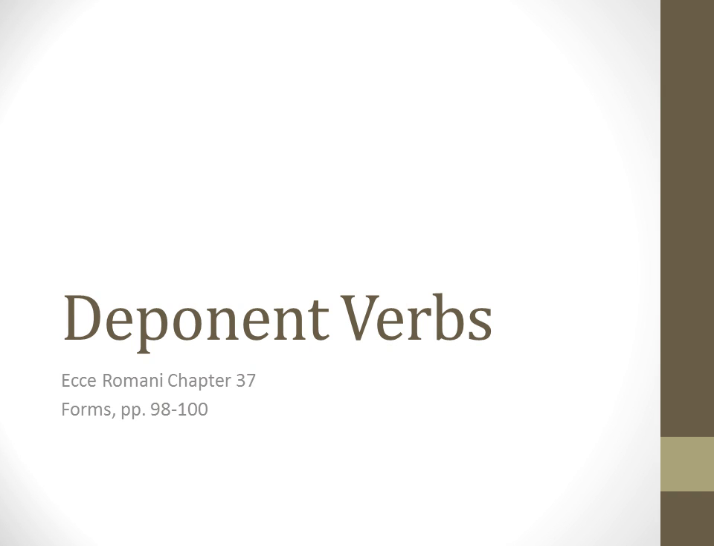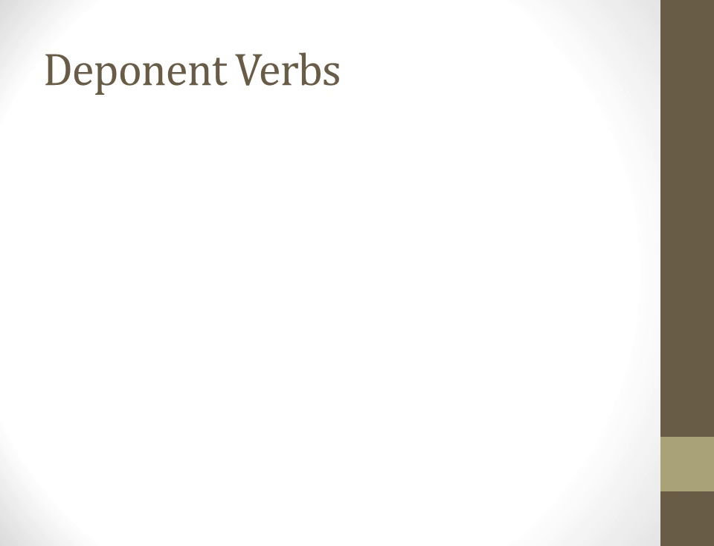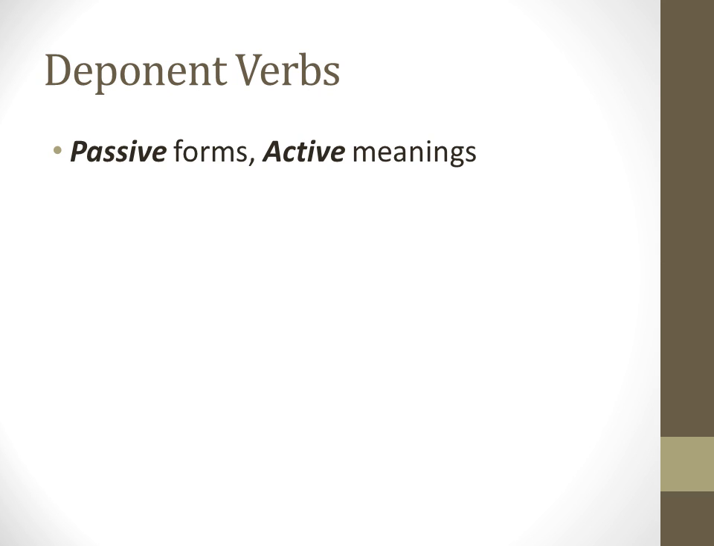This video is going to cover chapter 37 of Ecce Romani, pages 98, 99, and 100, deponent verbs. So deponent verbs in Latin, we say have passive forms, but active meanings. So they are neither passive nor active, but they're somewhere in the middle. Again, they are passive forms.